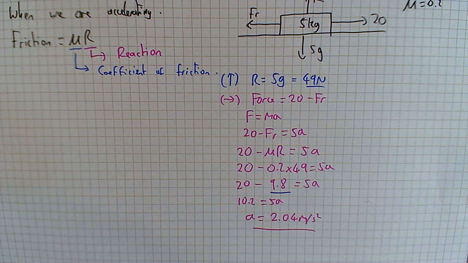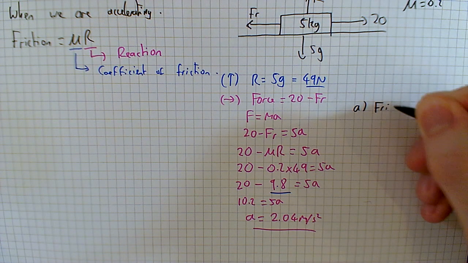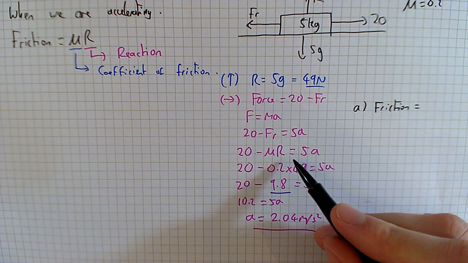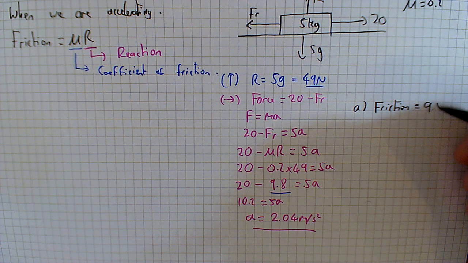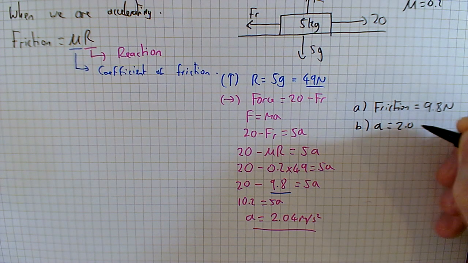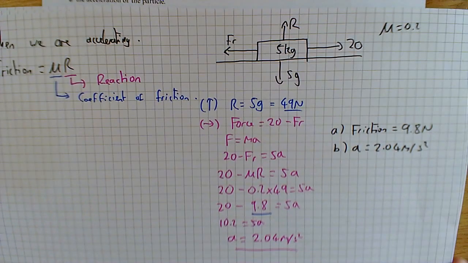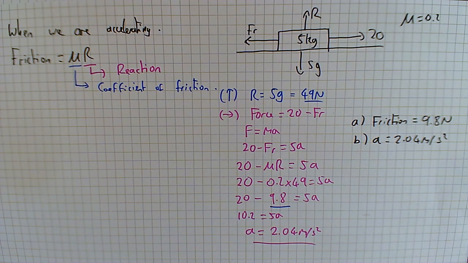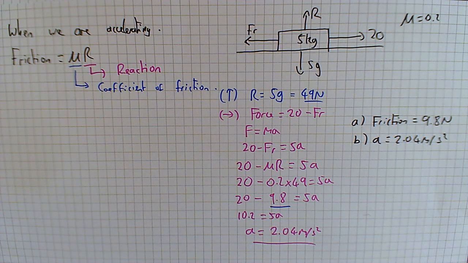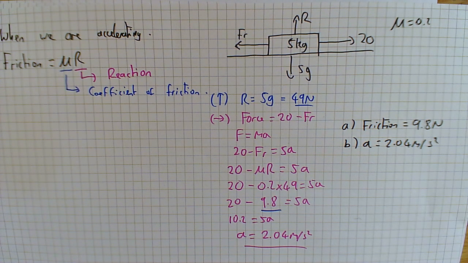Okay, so we've got part A, I'll just write the answers at the side. Part A was that our friction, which was equal to mu R, 0.2 times 49, which I did here, is 9.8 newtons. And part B, our acceleration, is 2.04 meters per second squared. Okay, so all we've introduced in this example is that when an object is moving, the friction will be equal to mu times R, where R is the reaction force and mu is this mysterious coefficient of friction.